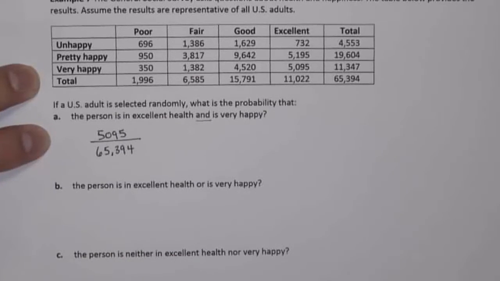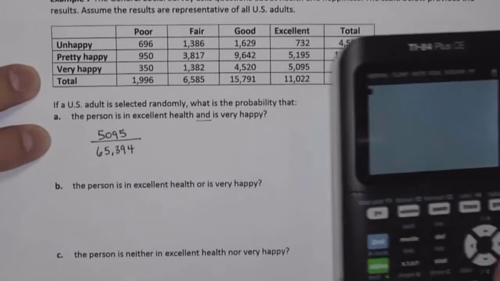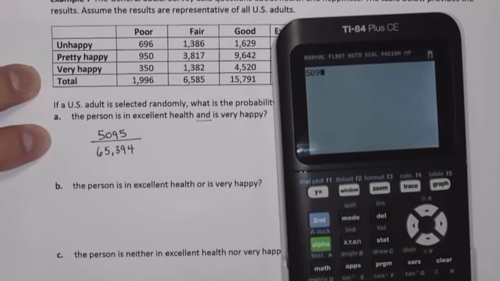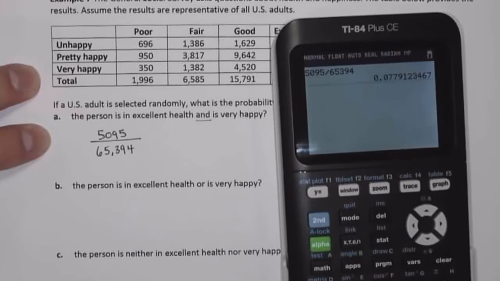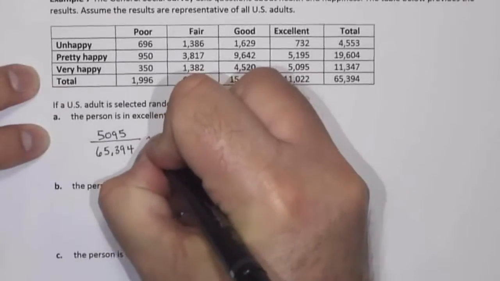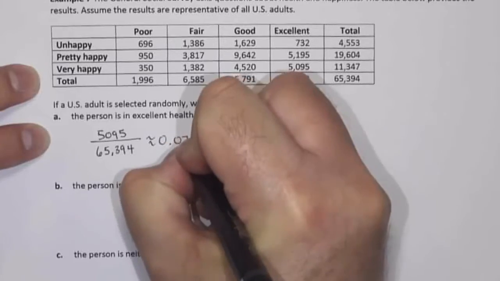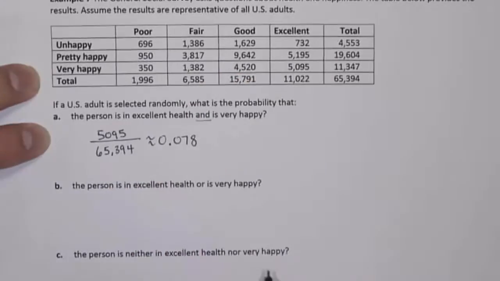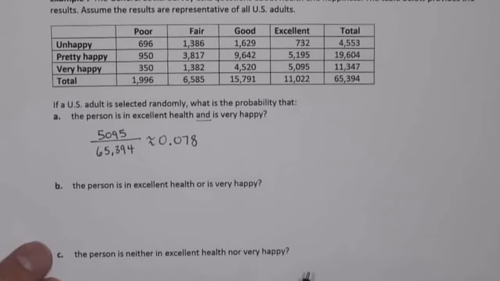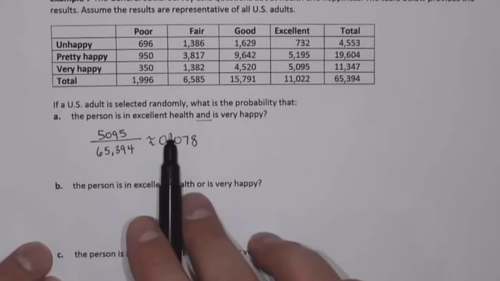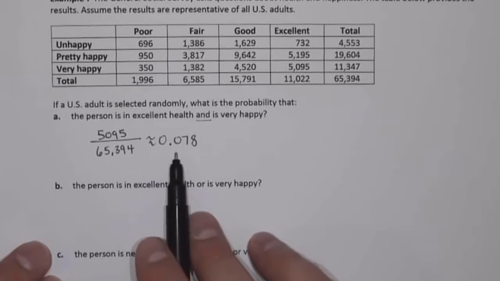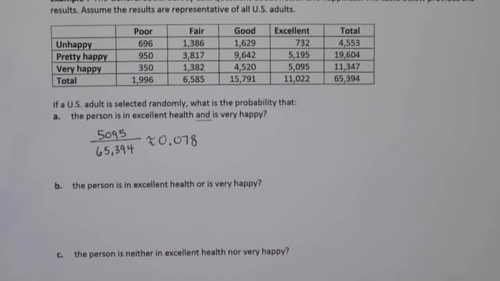This is a nasty fraction, so we want to change this to decimal form. So if I bring in my calculator, 5,095 divided by 65,394, that is 0.078 if I round to 3 places. So this is approximately 0.078. So if I randomly select one U.S. adult, the probability that that person is in excellent health and is very happy is 0.078.